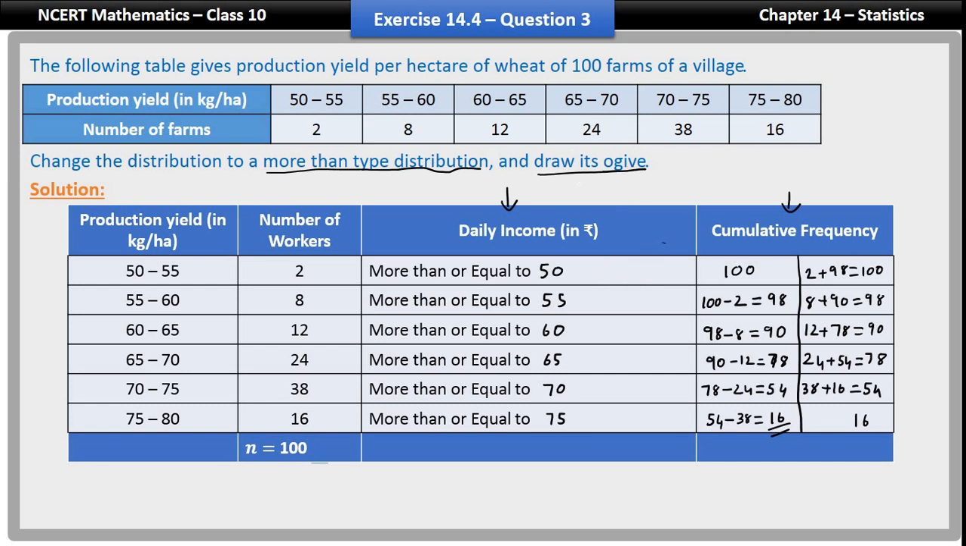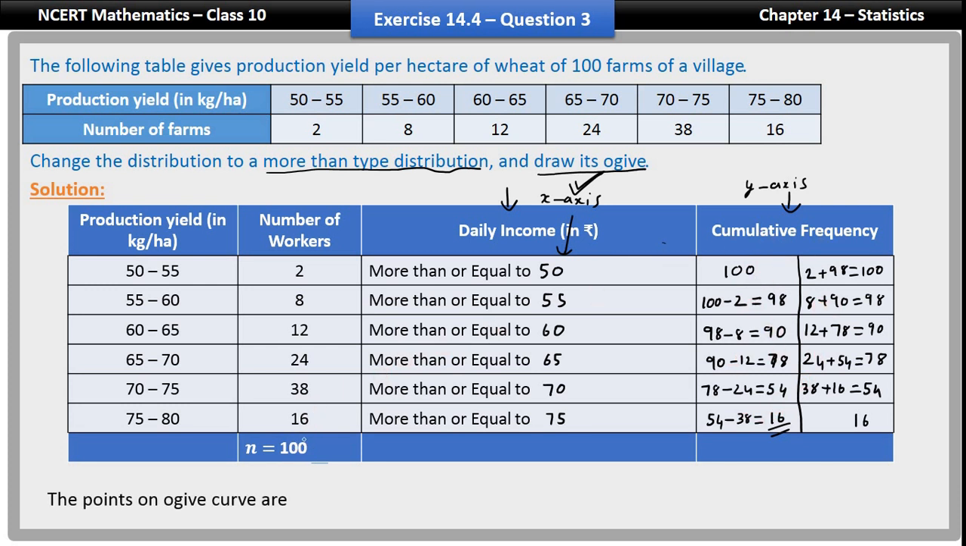Now in the question they asked to draw the ogive curve. To draw the ogive curve, let's first write down the points. If you want to write down the points, you need to know which is the x-axis and which is the y-axis. So in the ogive curve, the lower class limit is the x-axis. On the x-axis, you will have these numbers. On the y-axis, you will have cumulative frequency. So now you know this is the x-axis and this is the y-axis.